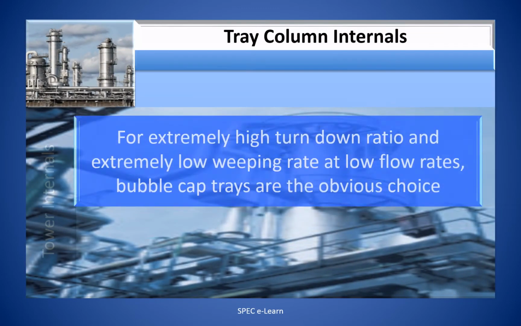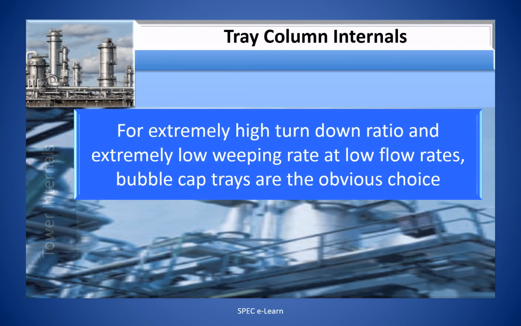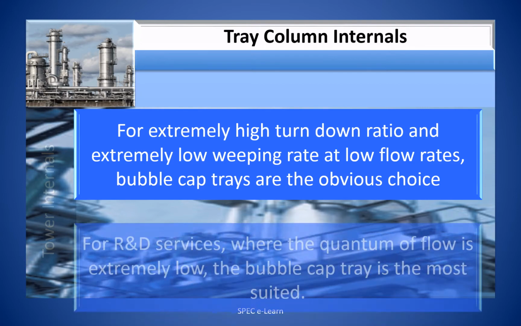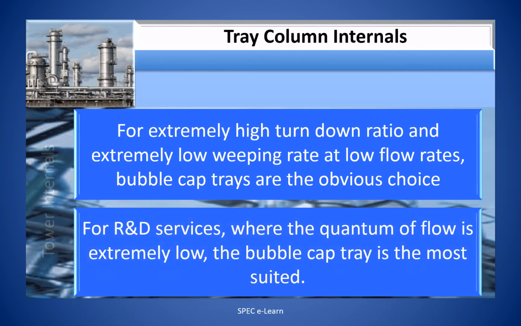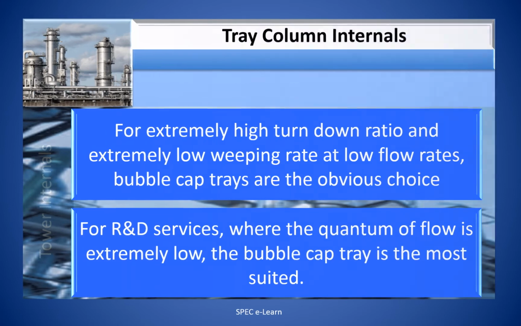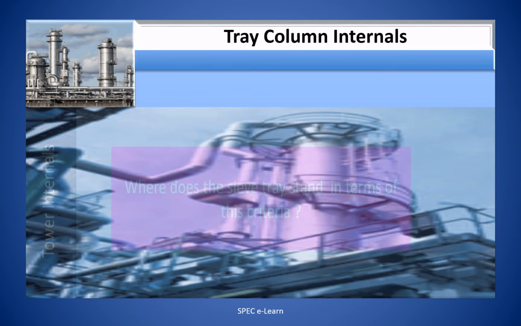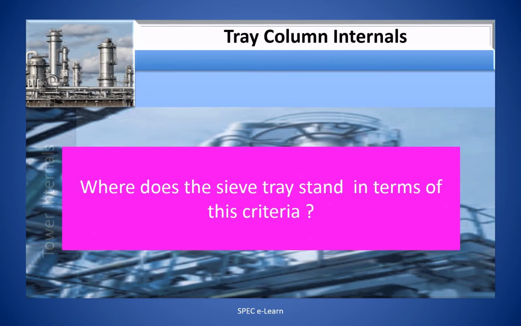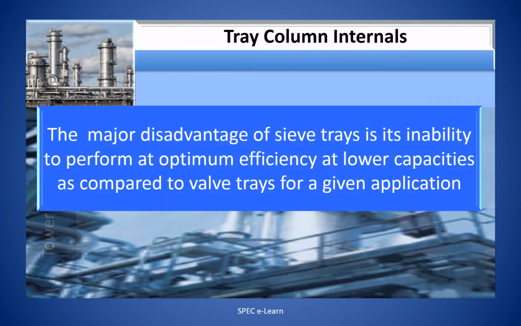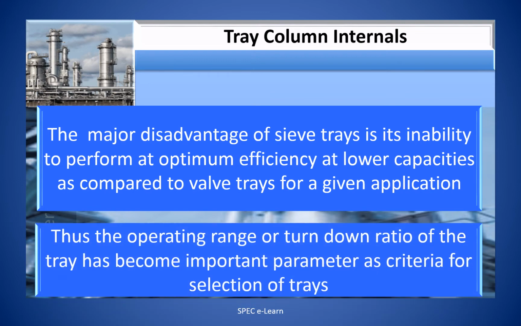For extremely low turn-down ratio and extremely low weeping rate at low flow rates, bubble cap trays are the obvious choice. For R&D services, where the quantum of flow is extremely low, the bubble cap tray is the most suited. Where does the sieve tray stand in terms of this criteria? The major disadvantage of sieve trays is their inability to perform at optimum efficiency at low capacities as compared to valve trays for a given application. Thus, the operating range or turn-down ratio of the tray has become an important parameter as the criteria for selecting the trays.